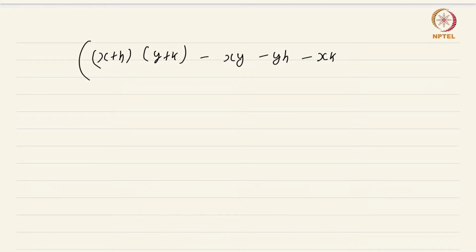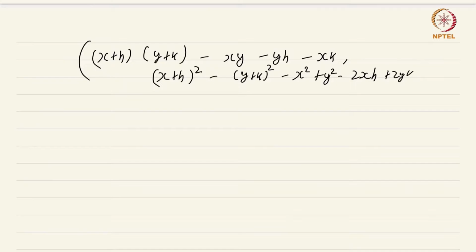This is going to be the first component, and the second component is going to be (x plus h) the whole squared minus (y plus k) the whole squared minus x squared plus y squared minus 2xh plus 2yk. Okay, and a lot of cancellations will happen, and you will end up with (hk, h squared minus k squared). Okay, now let's verify that in fact the error terms can go to 0.